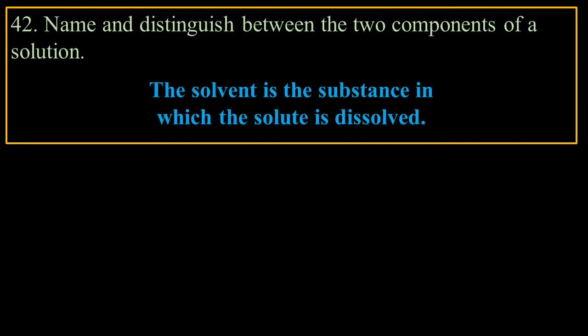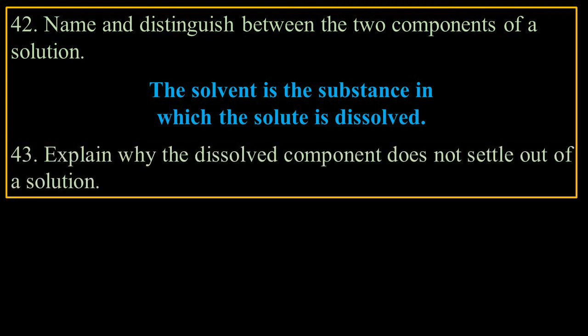Well, I don't know where they're going with this, but obviously, I hope you know by now, the solvent is the substance in which the solute is dissolved, or the solute is dispersed and the solvent does the dispersing. Explain why the dissolved component does not settle out of solution.